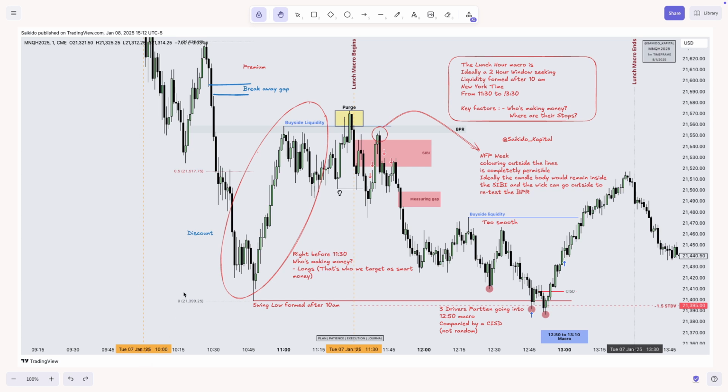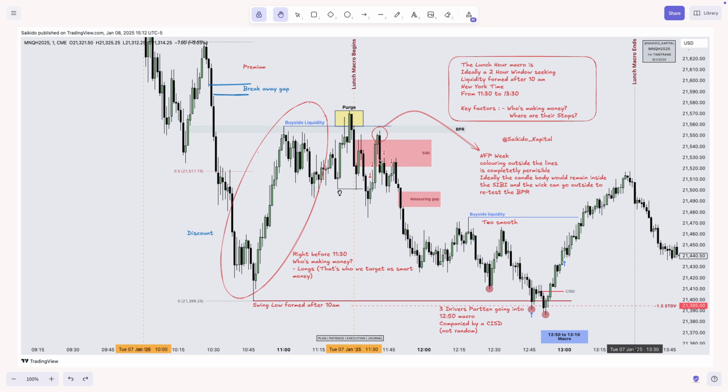You can see that we had this swing low formed. It formed after 10, right? And already you can see the accumulation, the purge, the bearish market structure shift right here. You're inside now the lunch hour, which is after 11. Obviously, they're going to retrace to whoever is making money, which in this case was these longs here, these guys here.